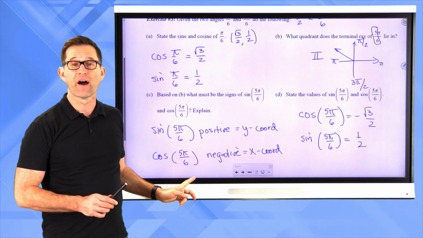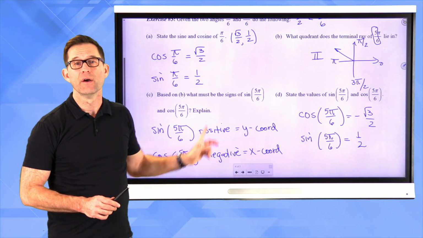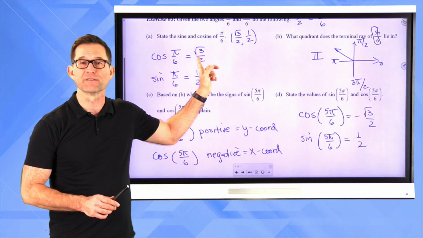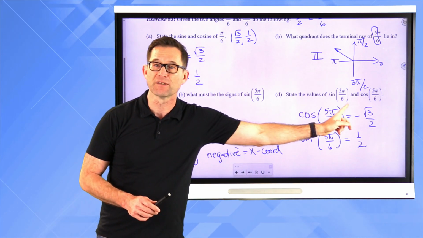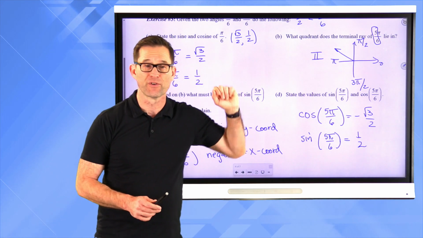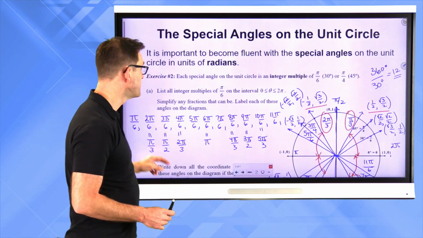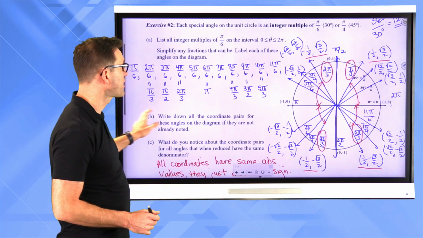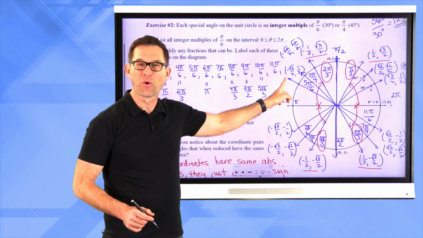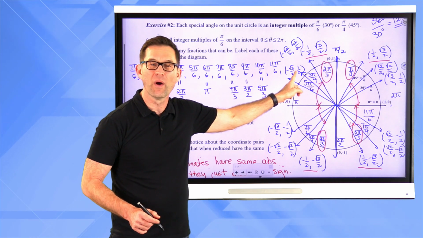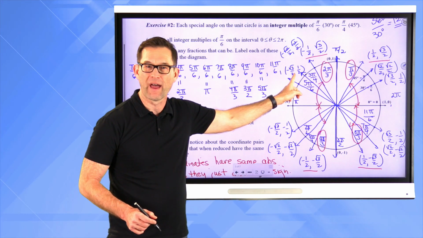And cosine of 5 pi over 6 must be negative. Well, I know cosine of pi over 6 is positive root 3 over 2, so cosine of 5 pi over 6 must be negative root 3 over 2. And that's in fact exactly what we see in this horribly, terribly complicated diagram. Here at 5 pi over 6, the x-coordinate is negative root 3 over 2, and the y-coordinate is 1/2.